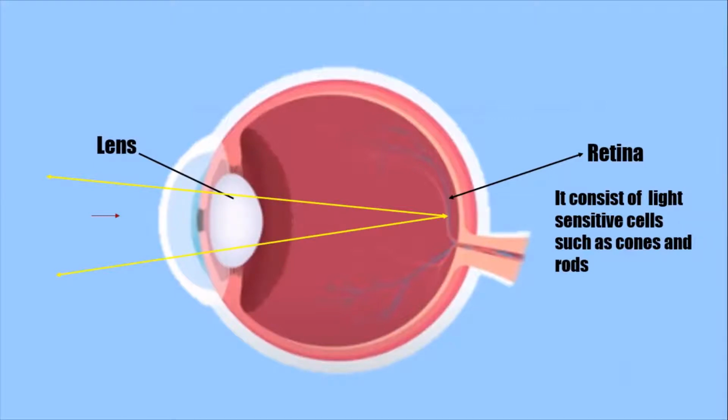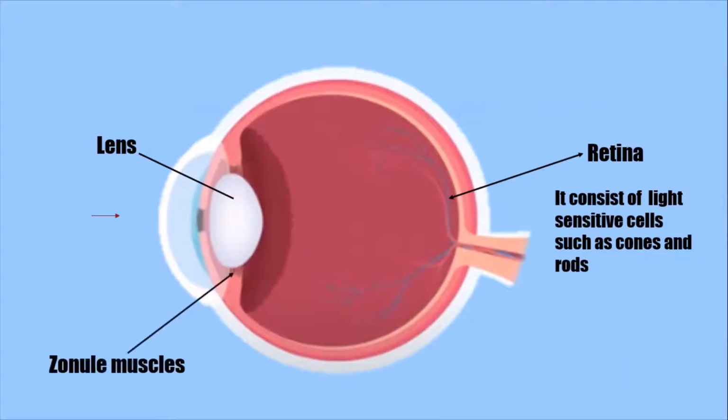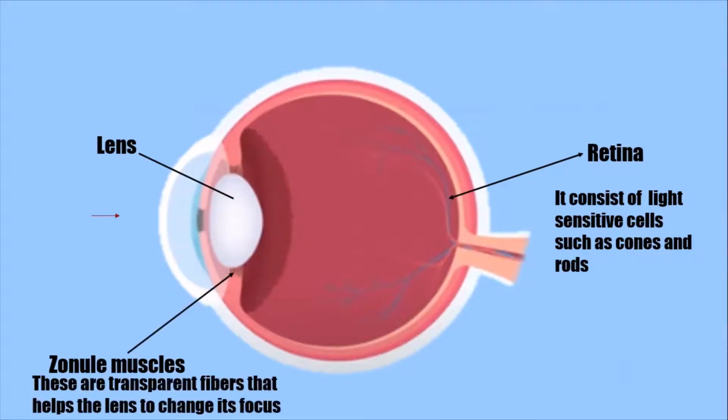Because it is a convex lens, it converges the light on the retina and creates an inverted and clear image. Then this part is known as the zonule muscles. Zonule muscles are transparent fibers that help the lens to change its focus. You will observe its effects when you look at an image for 5 minutes, then you will see that the surroundings have become blurred. This is because the zonule muscles have changed the focus of the lens on that object.